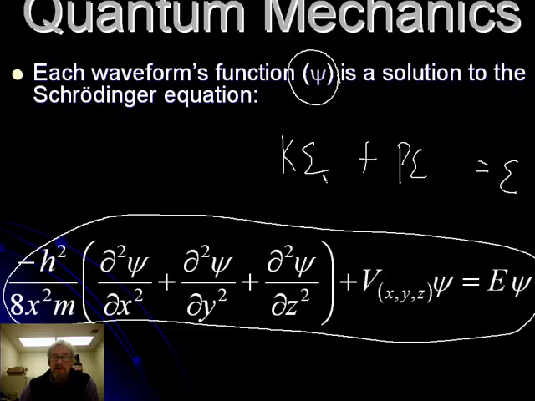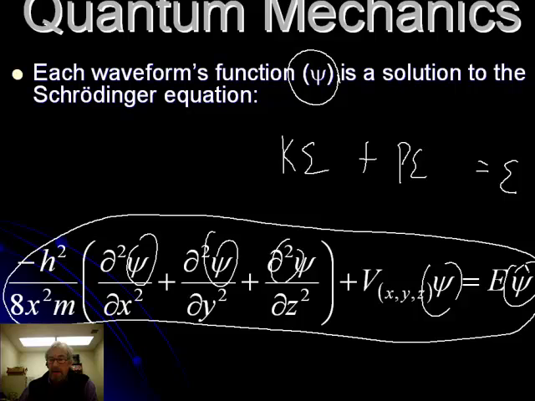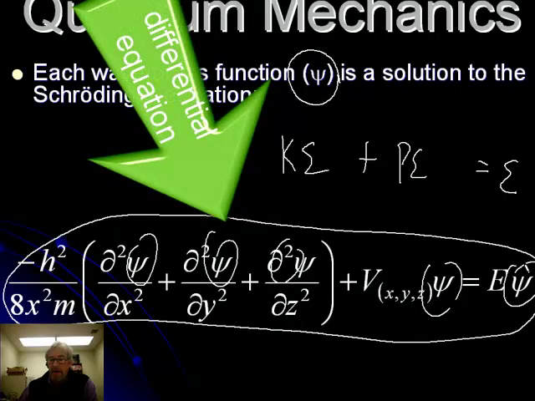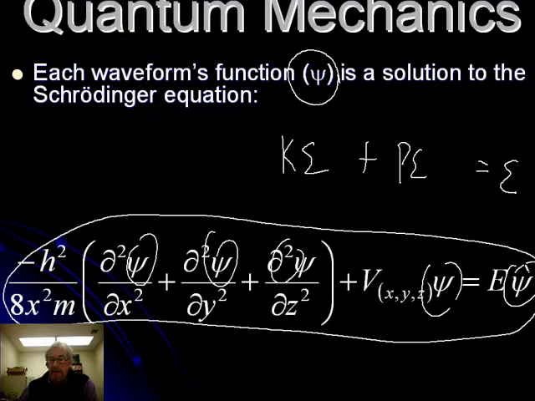Now, we don't have to know what's going on here, but there is something I'd like you to note about this. Psi shows up in all the terms. Here's psi in the potential energy term, and here's psi in the total energy term. So this is an equation that's called a differential equation. A differential equation is an equation whose solution isn't a number.